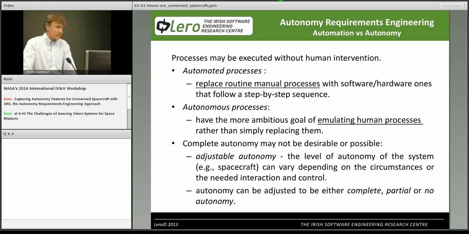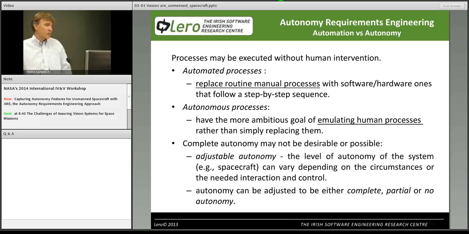When we talk about autonomous processes, however, we have something more challenging, a more ambitious goal, where we don't only replace the activity, but also the thinking. It's like an emulation of the human process.